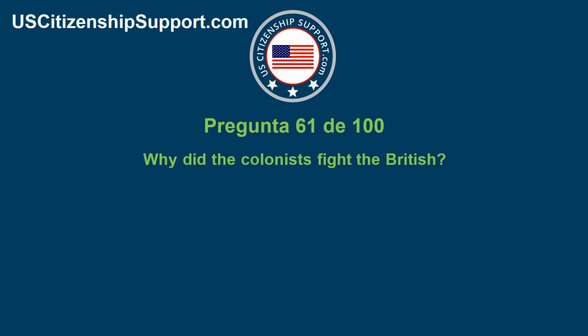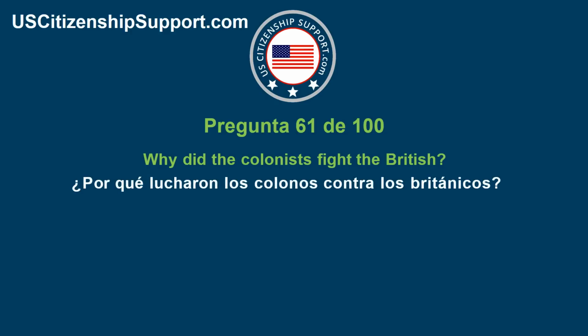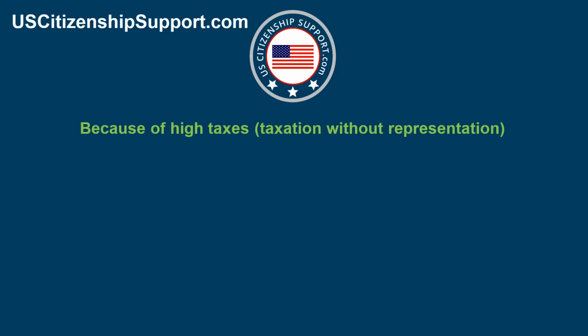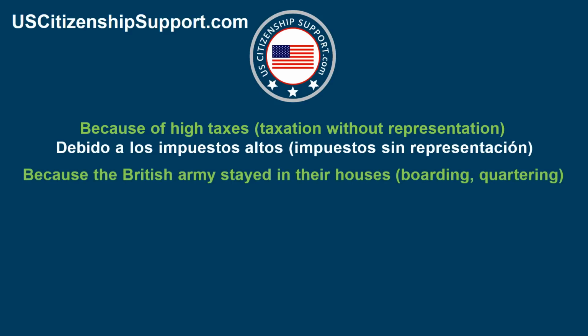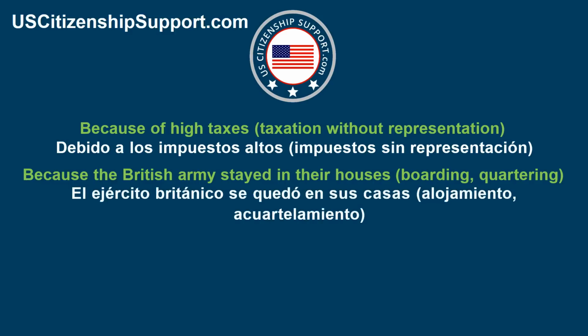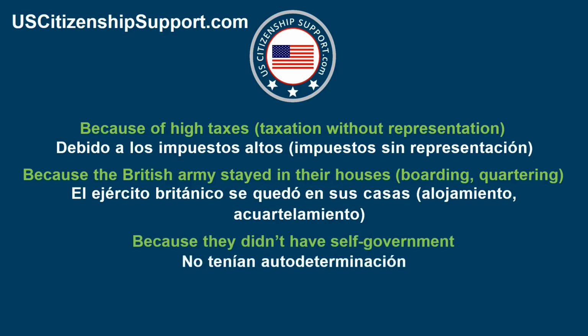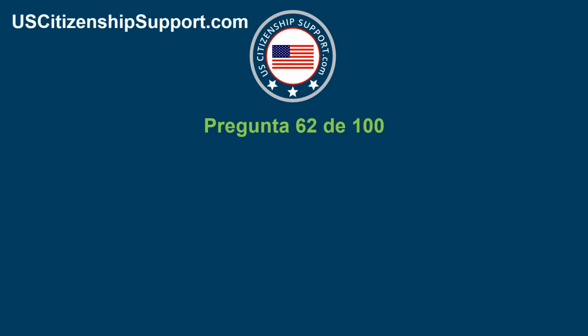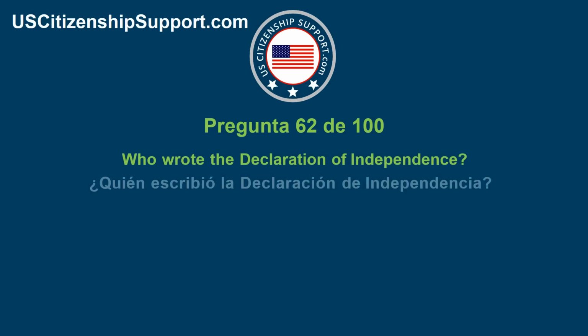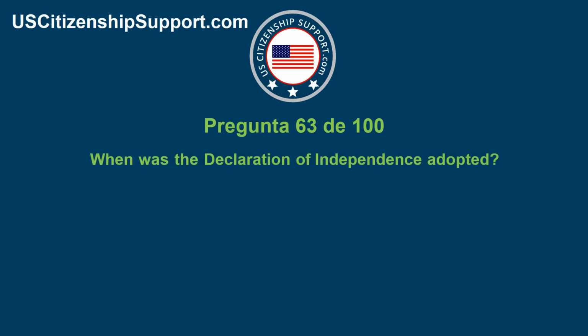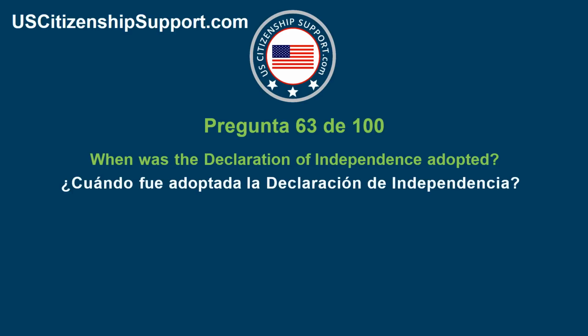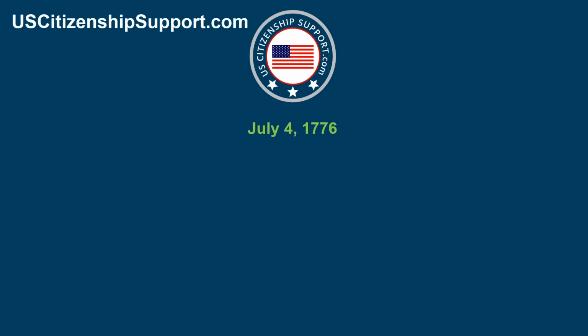Why did the colonists fight the British? Because of high taxes, taxation without representation, because the British Army stayed in their houses, boarding, quartering. Because they didn't have self-government. Who wrote the Declaration of Independence? Thomas Jefferson. When was the Declaration of Independence adopted? July 4th, 1776.